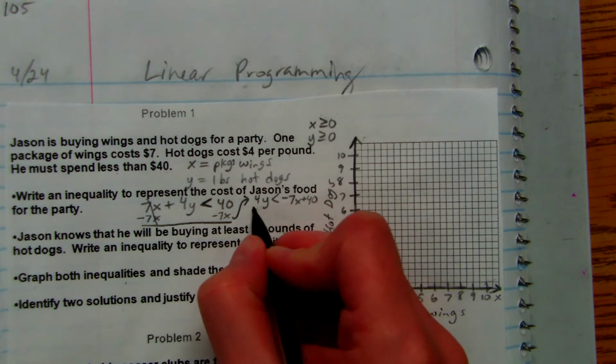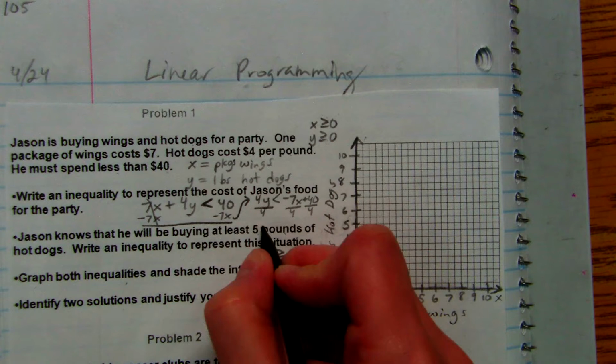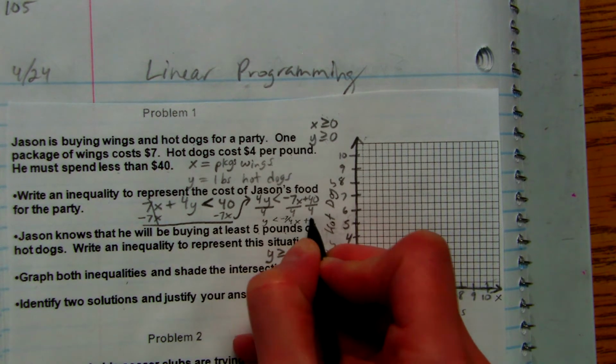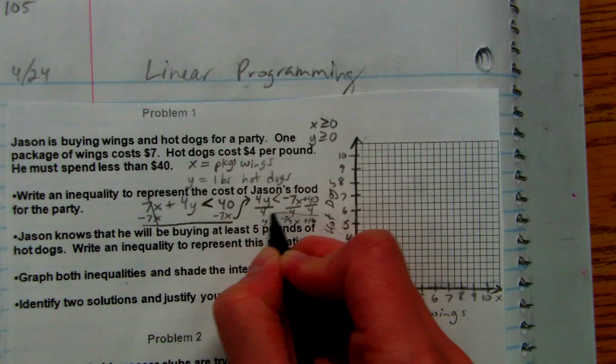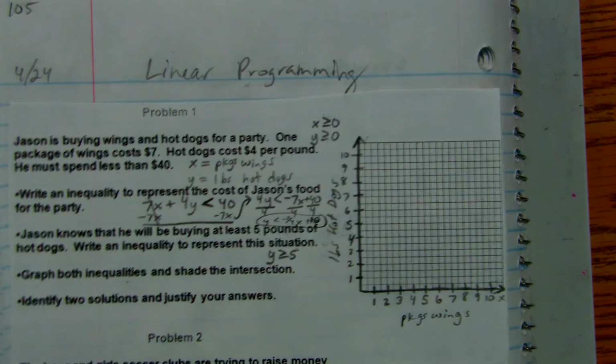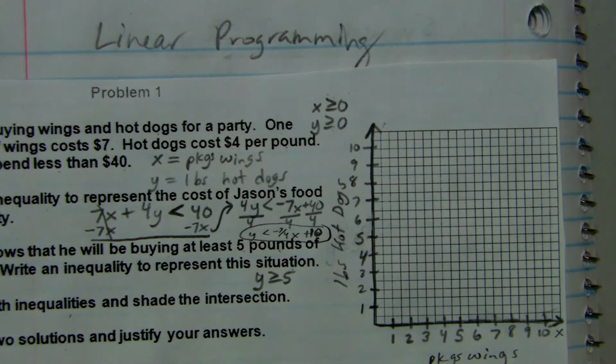Now you divide everything by 4, and I'm going to try to rewrite this. So y is less than negative 7/4 x plus 10. I'll just circle that. It is kind of small, so let me zoom in on that just a little bit. So 40 divided by 4 was 10. So I need to start my graph all the way up at 10.